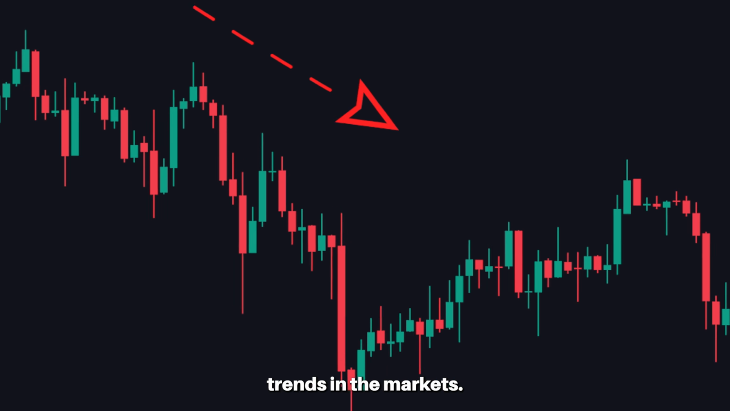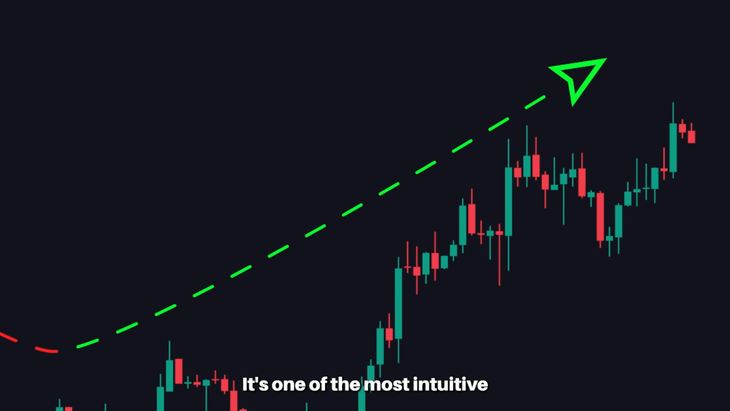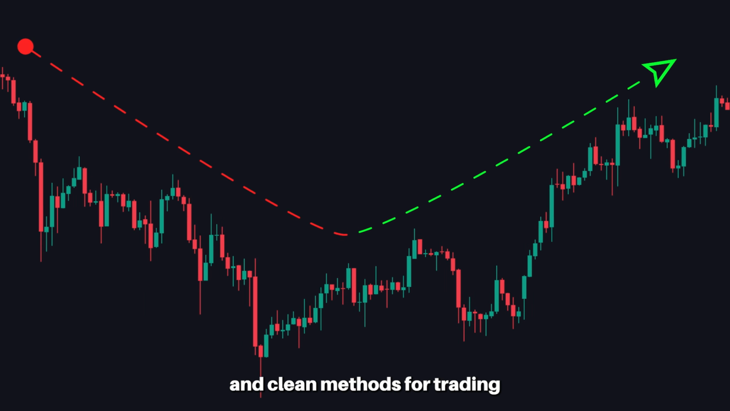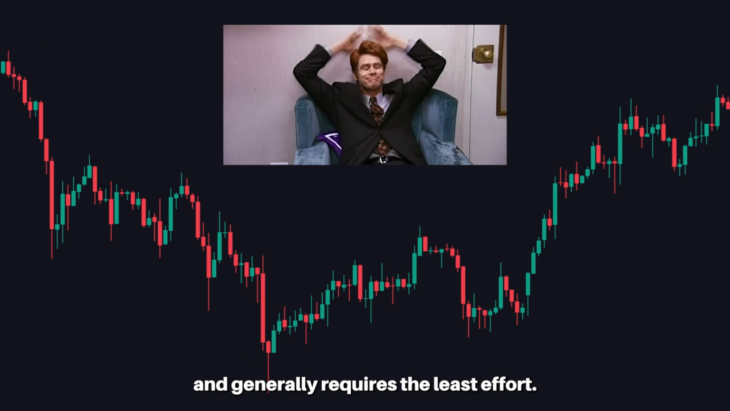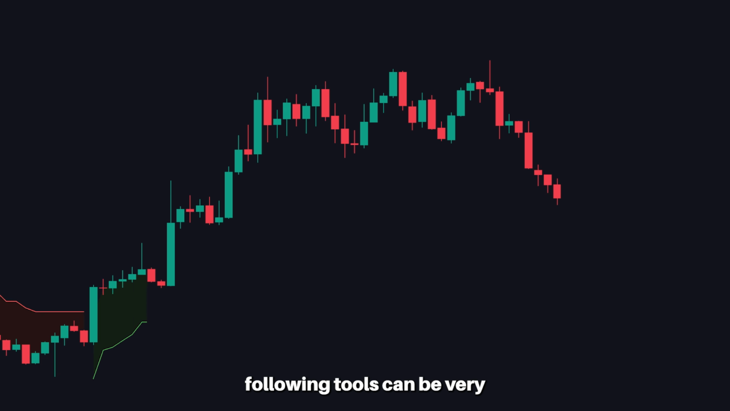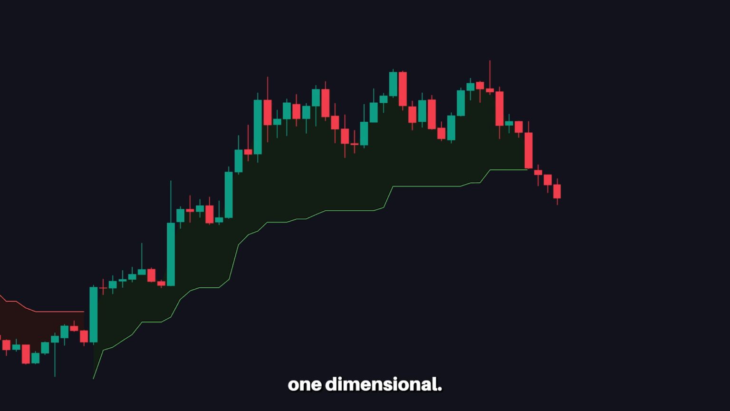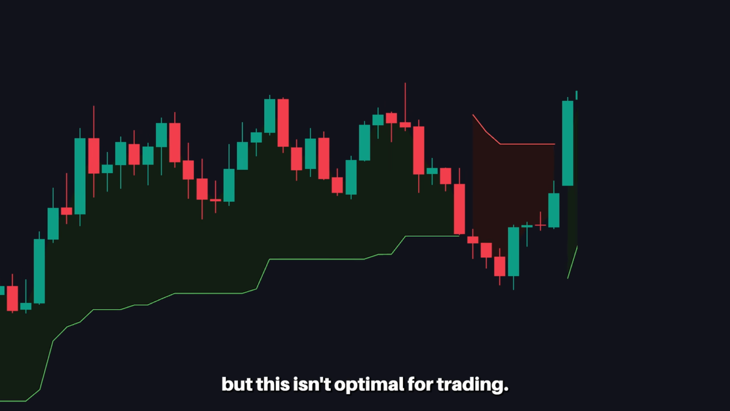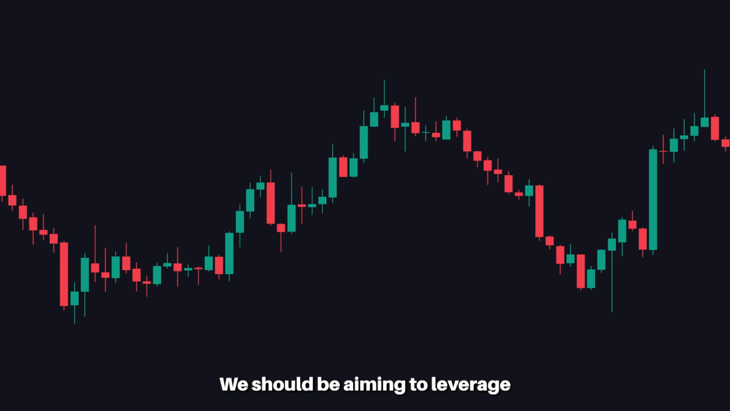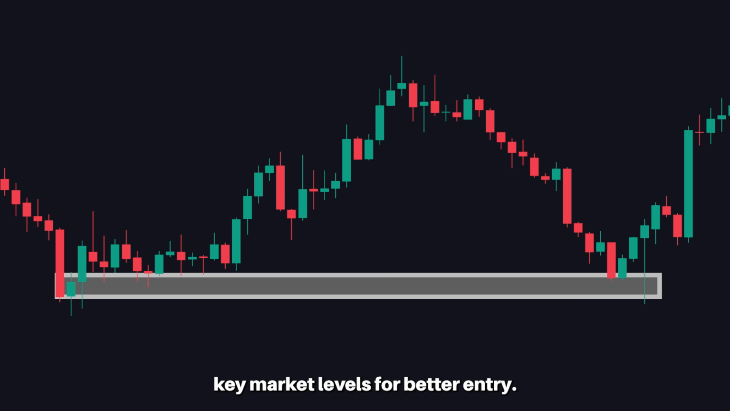Everyone likes to follow trends in the markets. It's one of the most intuitive and clean methods for trading and generally requires the least effort. The problem is, a lot of trend following tools can be very one-dimensional. Sure, you got a signal, but this isn't optimal for trading. We should be aiming to leverage key market levels for better entries and look for retracements to get better profits.